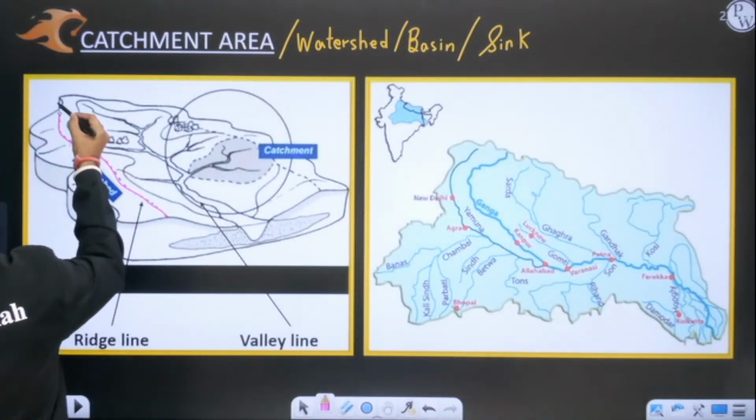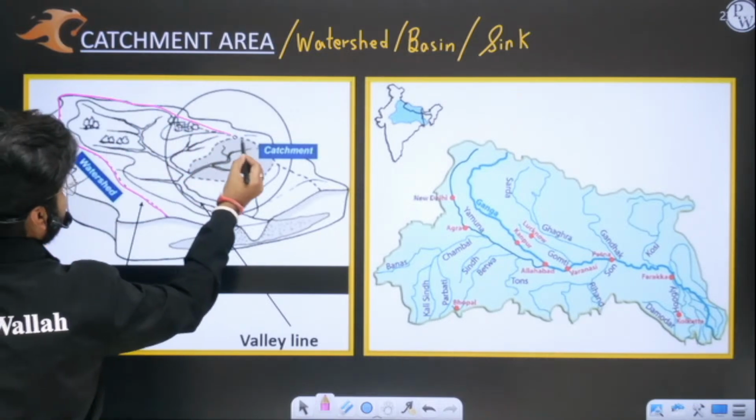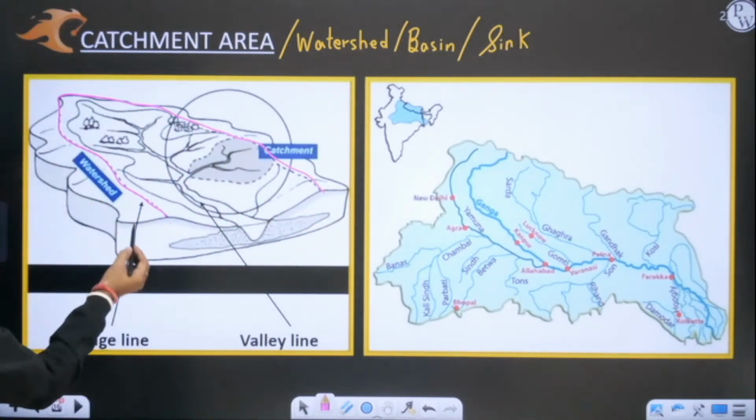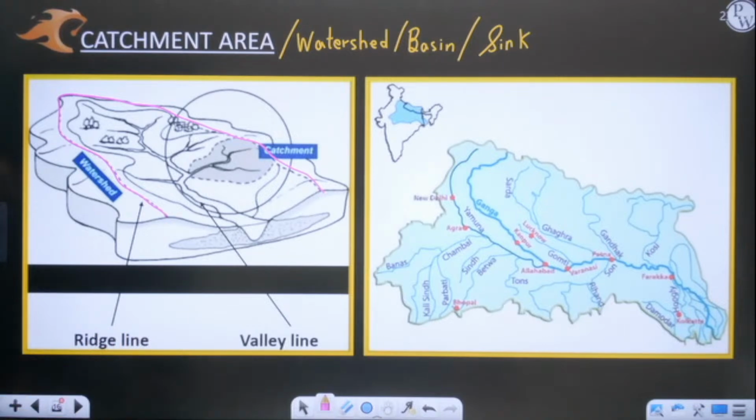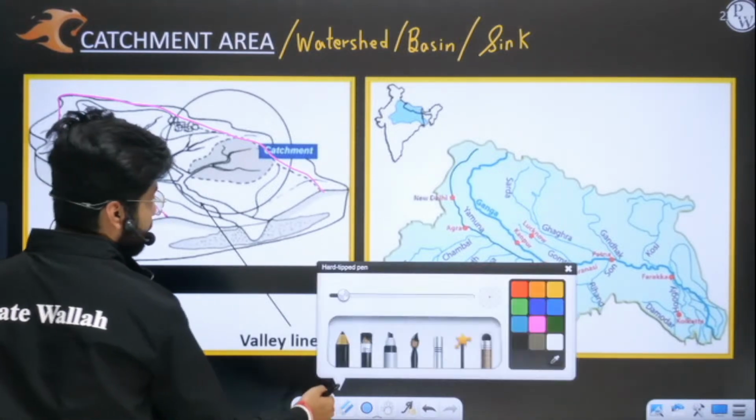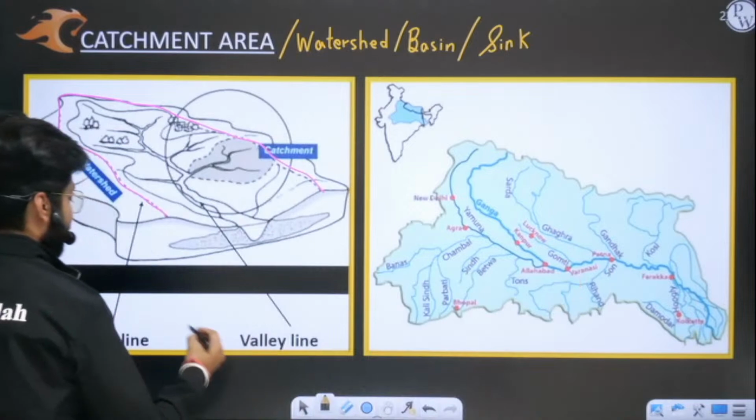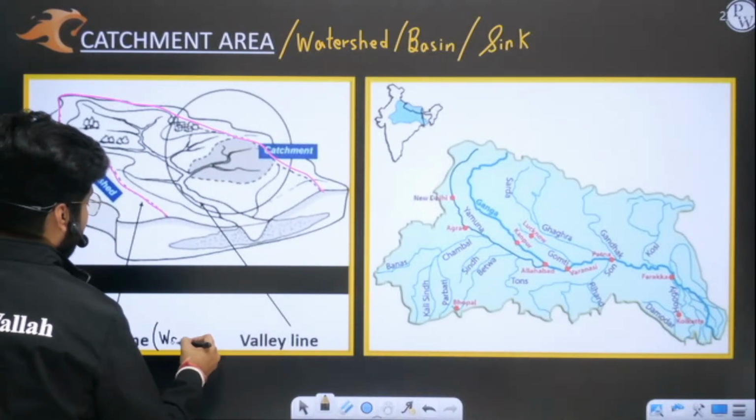This is your highest line. Highest line means ridge line. Ridge line means the highest line. Ridge line is also known as water divide line. It is also known as water divide.